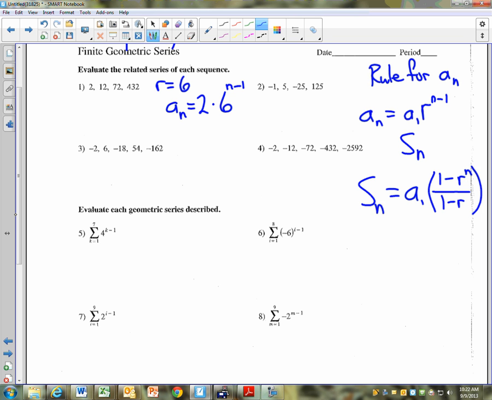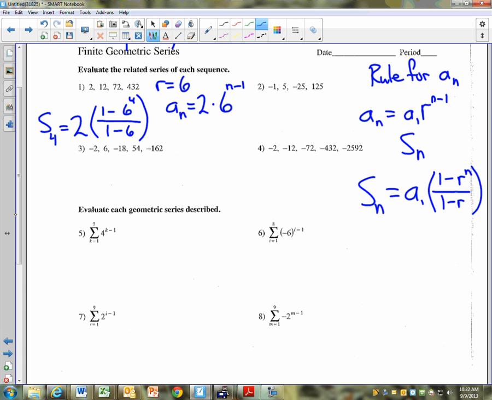Now let's actually evaluate what the series is. Let's add up these four terms. You could add up these four very quickly on your calculator, but let's use our formula because we could change that from 4 to 400 pretty quickly. So S sub 4 is equal to, what do I put first? 2 times 1 minus 6 to the fourth divided by 1 minus 6. Good question. Why 4? Because there's 4 terms.